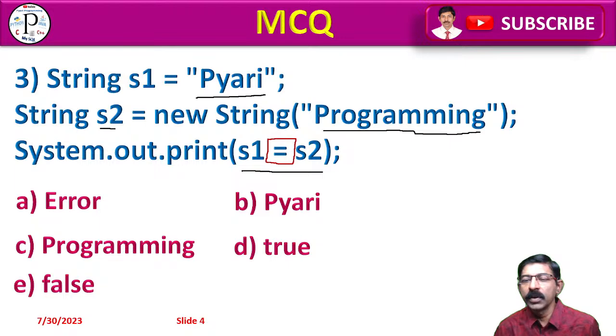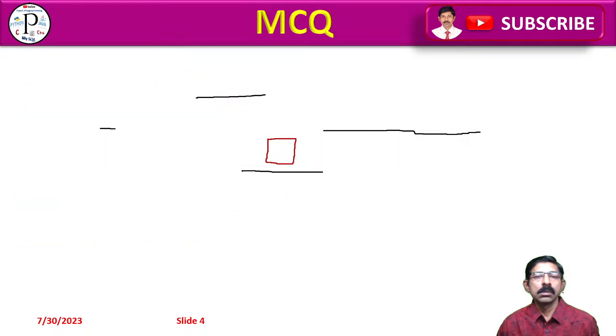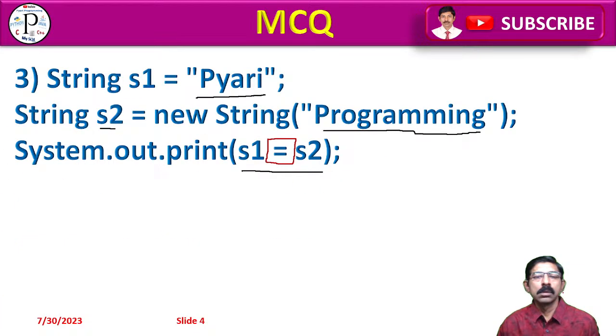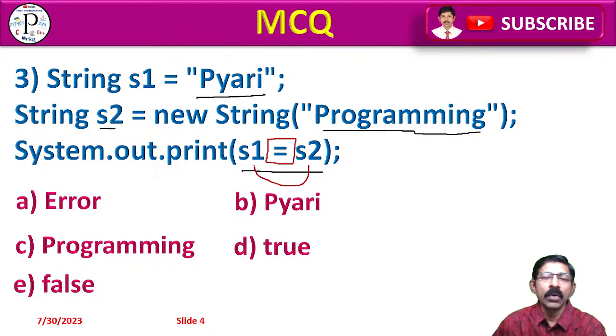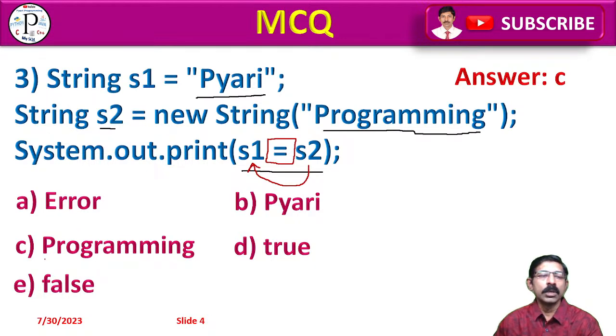Yes, if it is C, what is the reason now? Now this is an assignment operator. Simply this is an assignment operator which assigns S2 value to S1. After assignment, it is displaying. So what is stored in S1? In S1, it is programming. So that's why it will display programming.